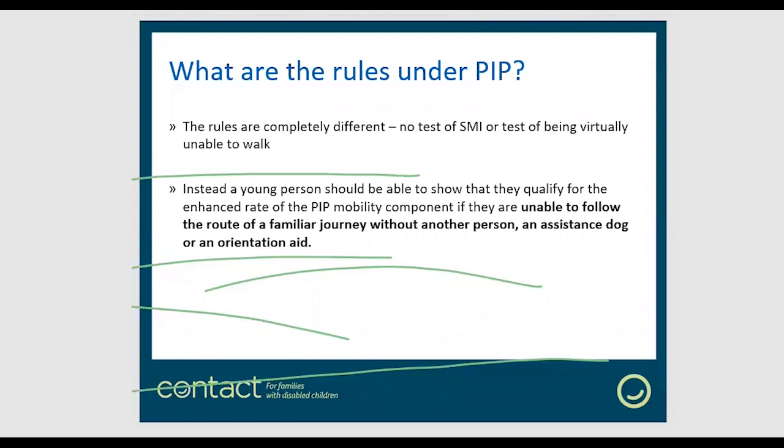There are a lot of criticisms of personal independence payment, and it's probably true to say that overall there are more losers than winners when people move over onto the PIP system. But the one group of people who potentially do better under PIP are children with learning difficulties and challenging behaviors, because it's much easier to qualify for the enhanced rate under PIP than it is under DLA.